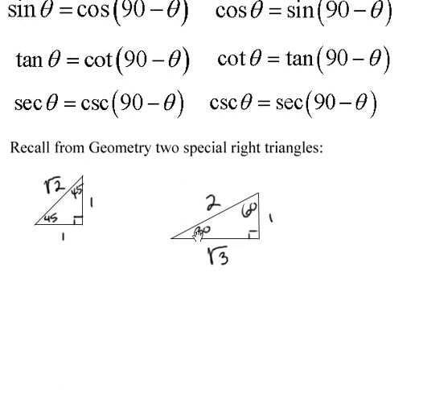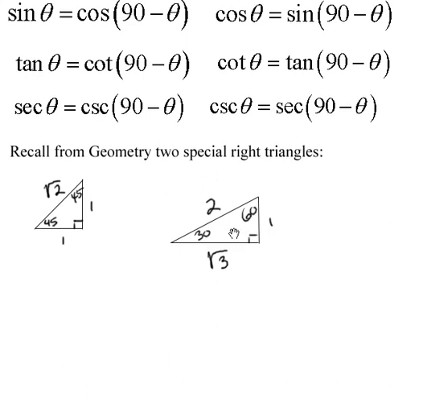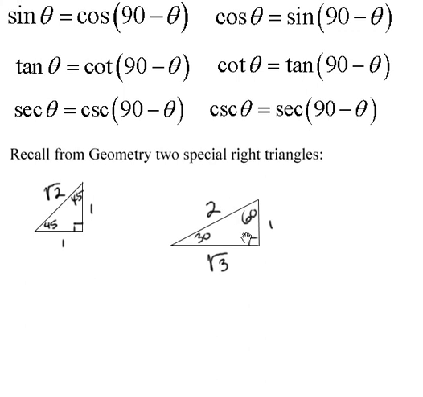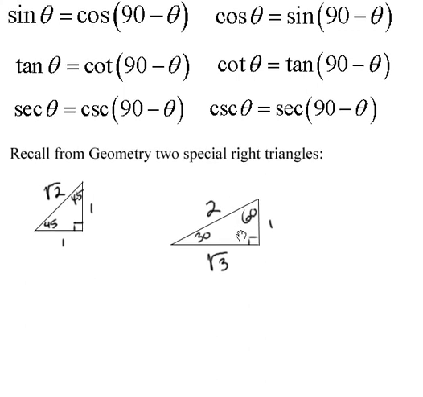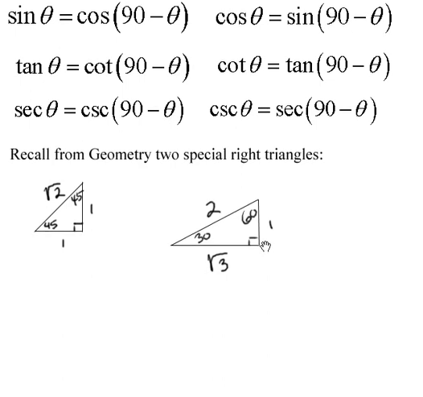We also from geometry had another special right triangle, the 30, 60, 90 right triangle. The shortest side, 1, is opposite the shortest angle. The longest side, 2, is opposite the largest angle, which is 90 degrees. And then the medium side, the square root of 3, is opposite the medium-sized angle, 60. Square root of 3 is approximately 1.732. That's in between 1 and 2.